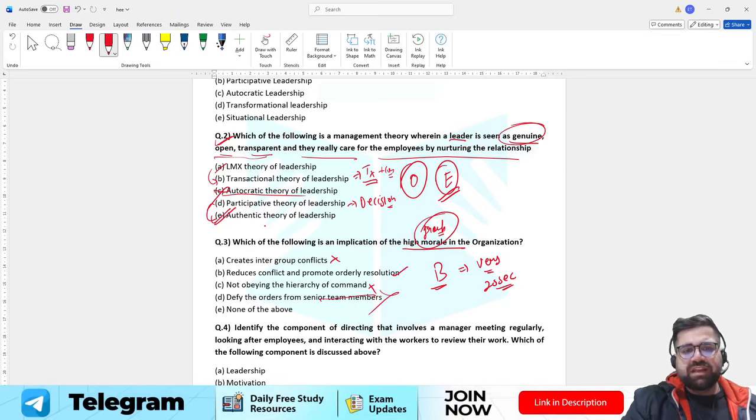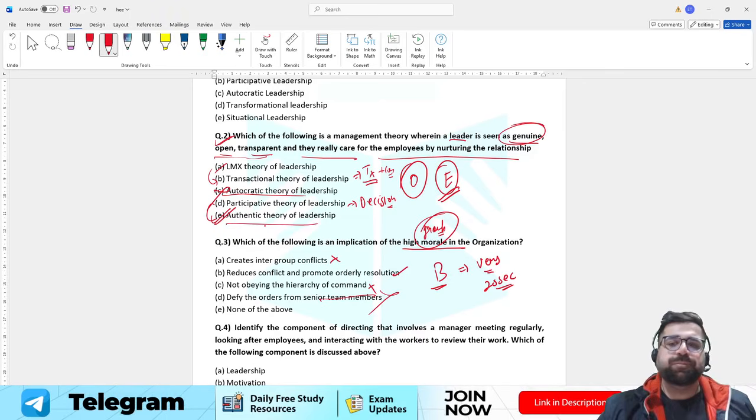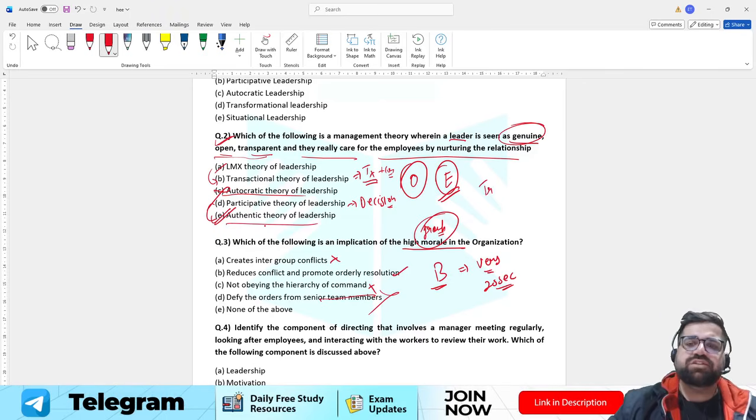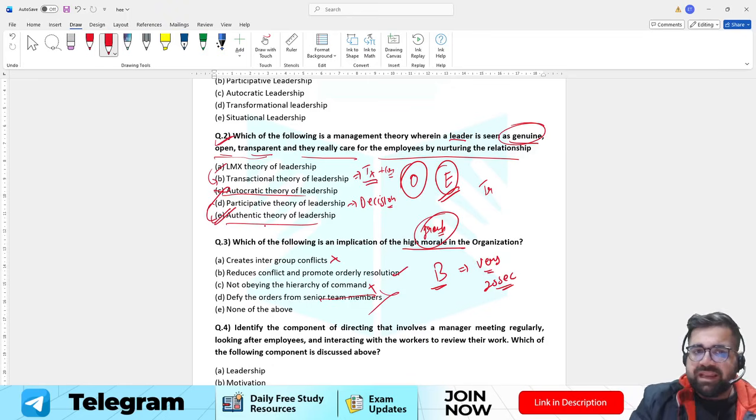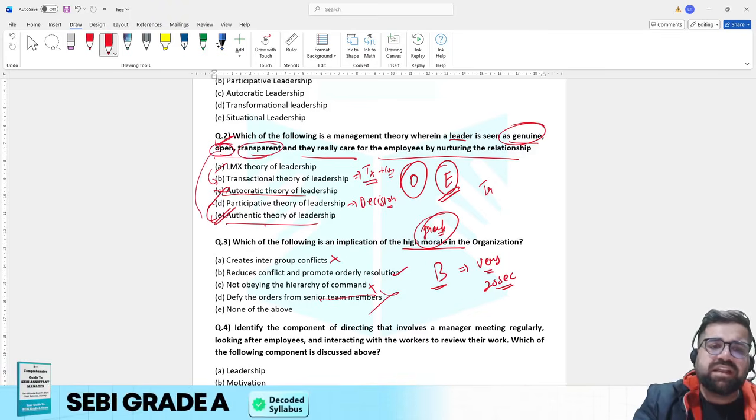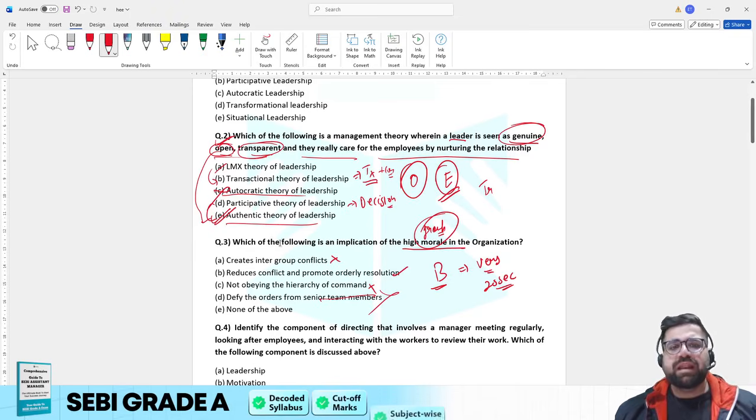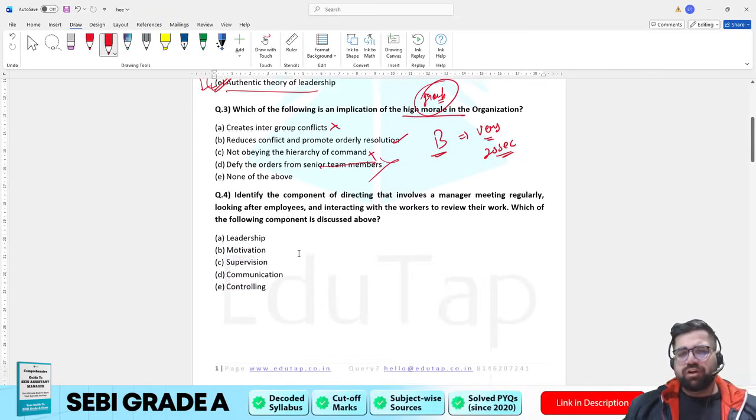But in authentic leadership, I agree with you, the keyword should be that the leader makes the decision based on the values and the beliefs which he has. But clearly it is said that he is open, he is transparent. These are the keywords of authentic only. Right? So my answer will be E, and I will not budge.